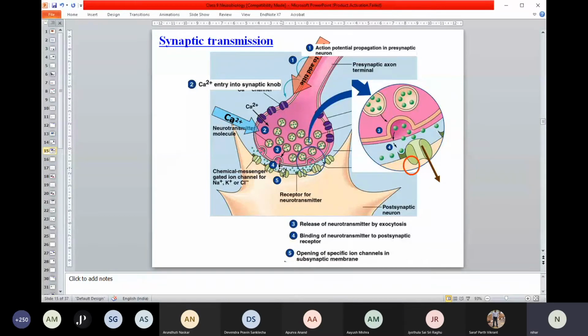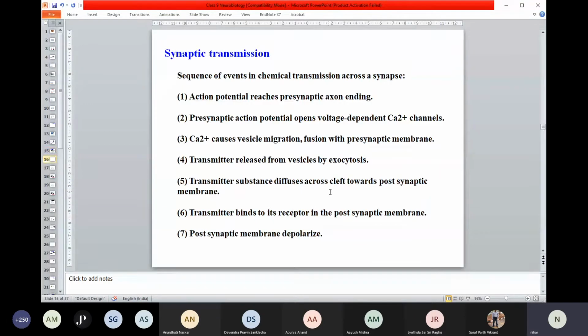I am talking too deeply, there are a lot of steps happening. Once the neurotransmitter is released, it binds with the receptor present in the postsynaptic neuron. This is called the presynaptic neuron, and this is the postsynaptic neuron. Once the neurotransmitter binds with the receptor present in the postsynaptic neuron, the postsynaptic neuron gets activated. In other words, an action potential is generated in the postsynaptic neuron. I hope that's the summary of this. The sequence is clearly mentioned stepwise.